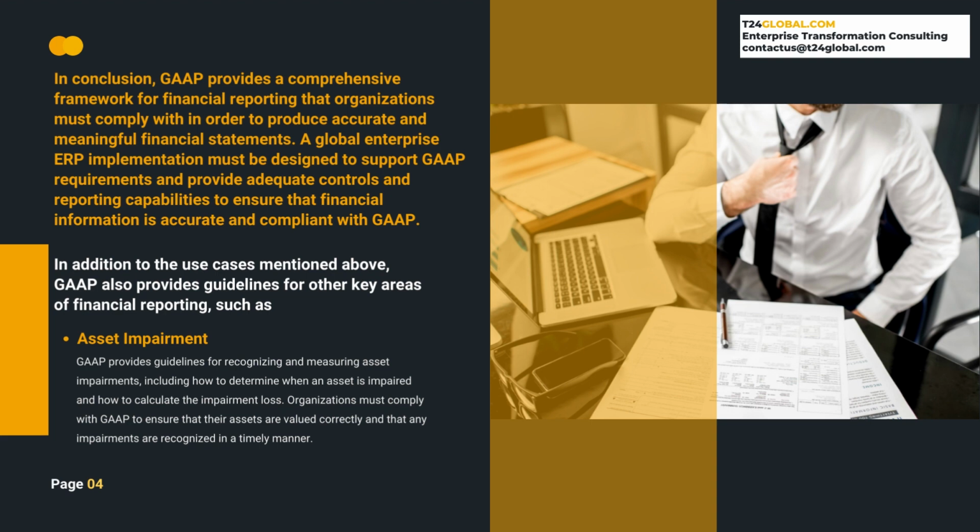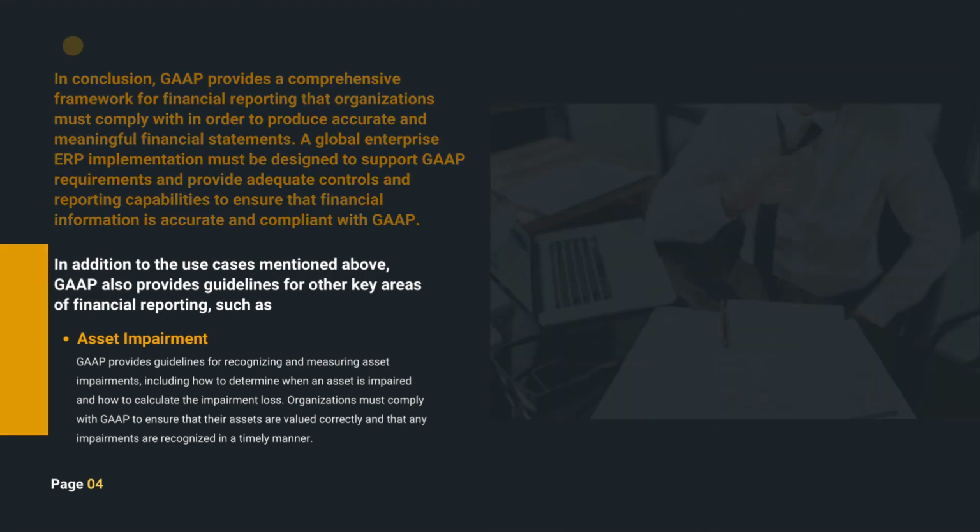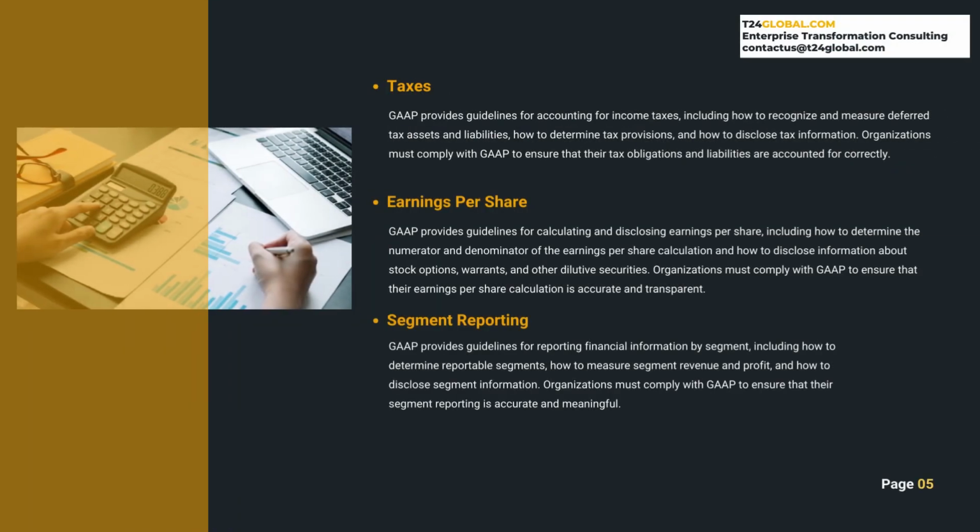This is important for businesses as it helps to accurately reflect the value of assets over time, which can impact financial reporting and decision-making. For example, if a business fails to recognize an impairment loss, it may overstate its profits and mislead investors.